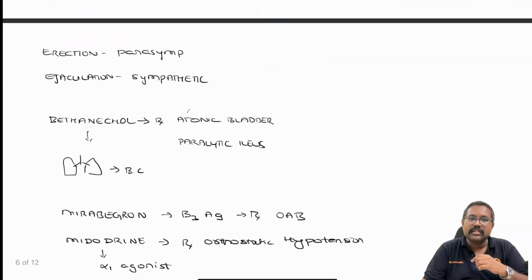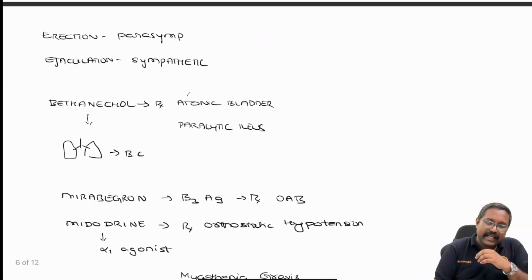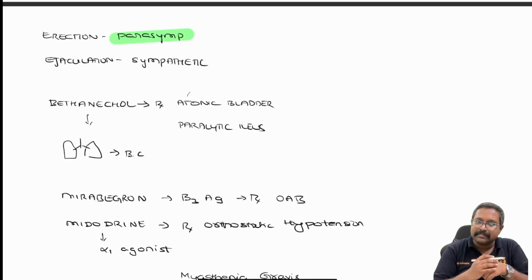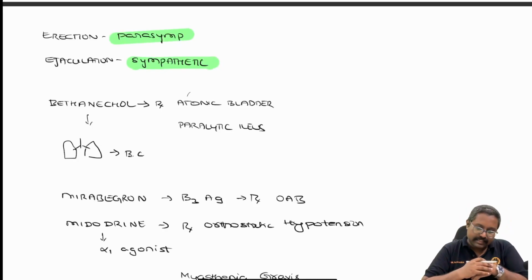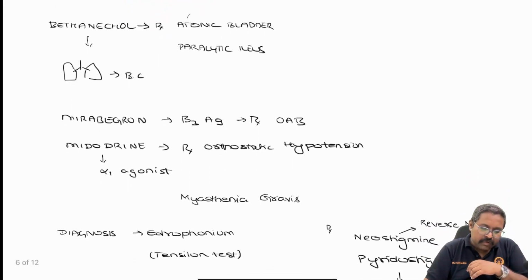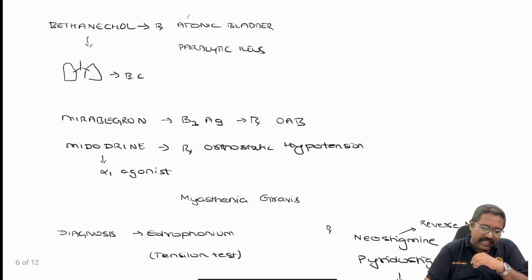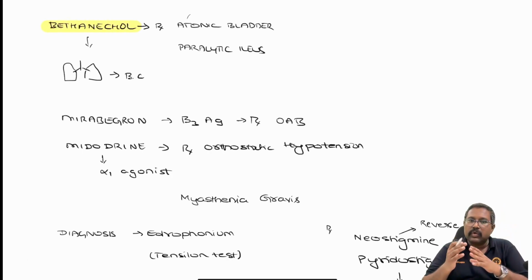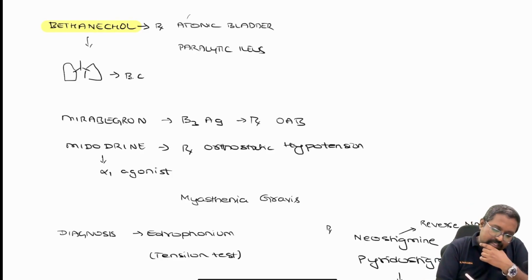So next come two important things you should remember. The erection in case of the male will occur through the parasympathetic system, whereas ejaculation is through the sympathetic system. Next, coming to one of the important drugs that can be asked in your exam, that is bethanechol. Bethanechol is a cholinergic agent. Where is it preferred? B for B. It is mainly related with the bladder, B for B.